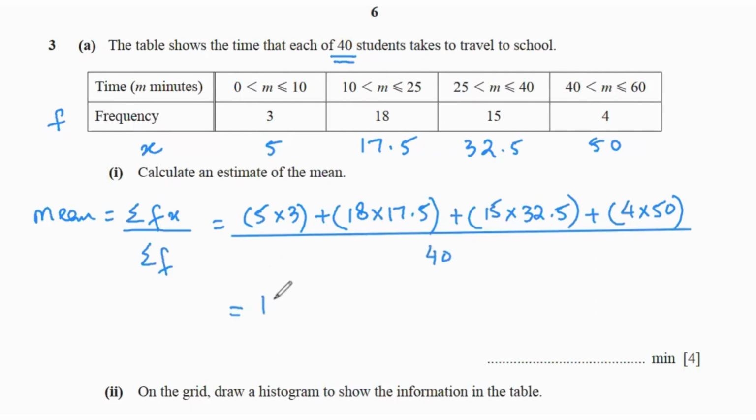That leaves us with 1017.5 over 40, which equals 25.44. That is your mean value.